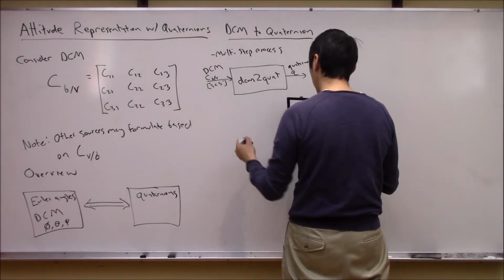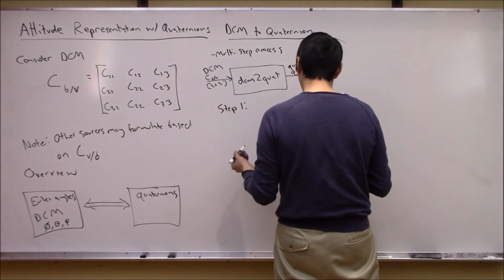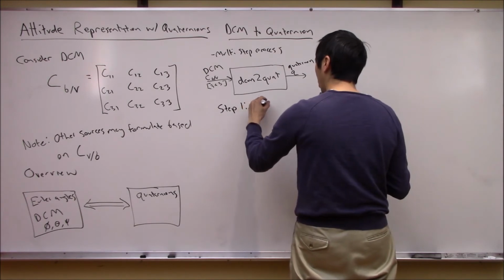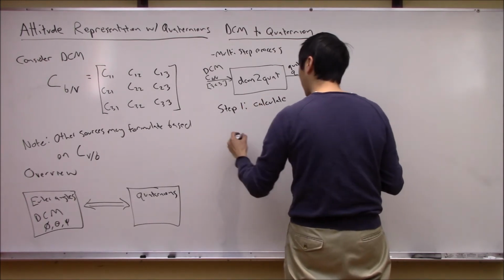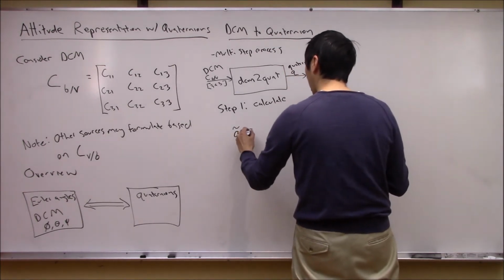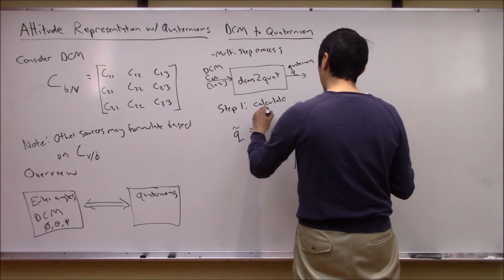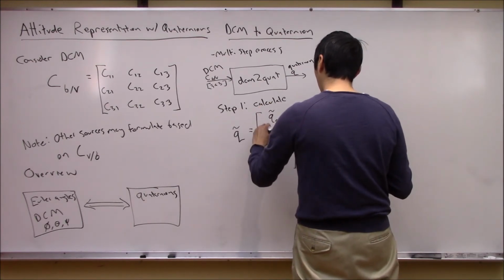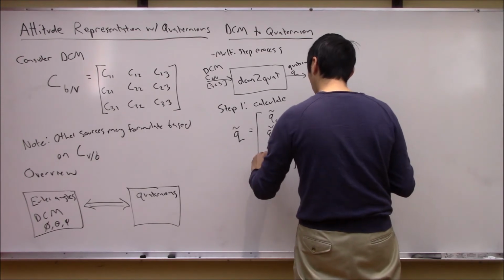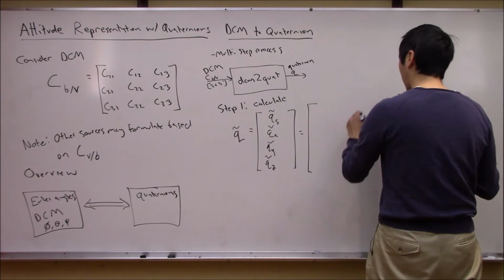So the first thing we're going to do, let's call this step 1, is calculate this weird quantity. I'm going to call it Q tilde. It's not really a quaternion yet. This Q tilde is a 4x1 element. Let's call it QS tilde, QX tilde, QY tilde, QZ tilde.